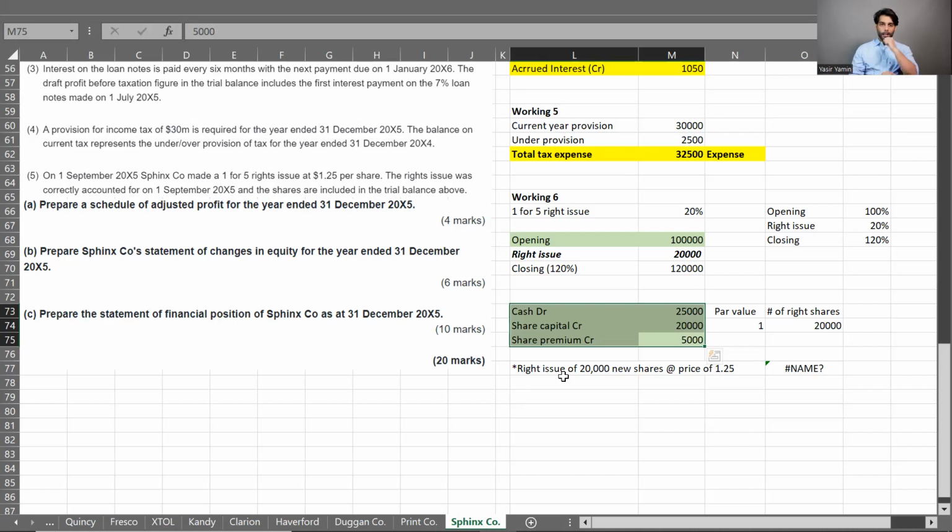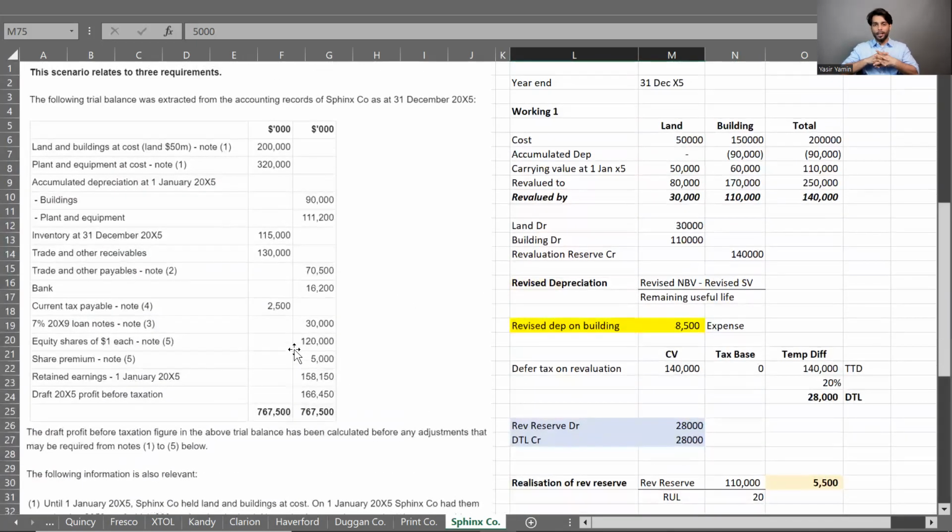Excellent. Now, if I were to ask you, what is my opening share capital and what is my opening share premium? Can everybody confirm? And I want an answer from everyone. Please don't think that if a few people answer, you don't need to answer. I want an answer from everyone. What is my opening share capital and opening share premium once you have understood this adjustment?